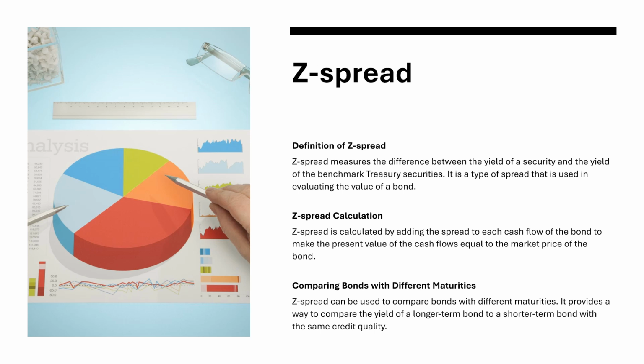Comparing bonds with different maturities. Z-spread can be used to compare bonds with different maturities. It provides a way to compare the yield of a longer-term bond to a shorter-term bond with the same credit quality.